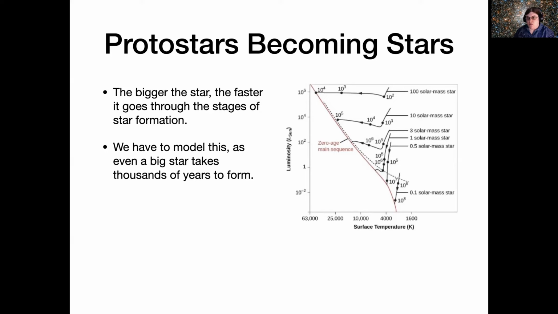So a 100 solar mass star, one of those big Eta Carinae type stars, only takes about 10,000 years to get to the main sequence from a big cloud of gas. It collapsed really fast because it's got a lot of mass, it's got a lot of gravity. That pokey 0.1 solar mass star, that's taking 10 to the 8 years. That's 100 million years rather than 10,000. It doesn't have very much mass, so its collapse is pretty slow.